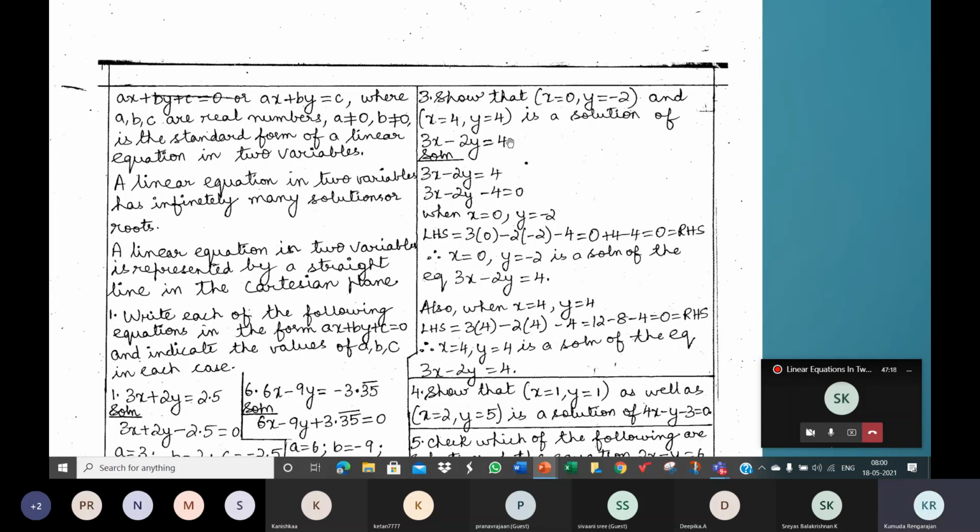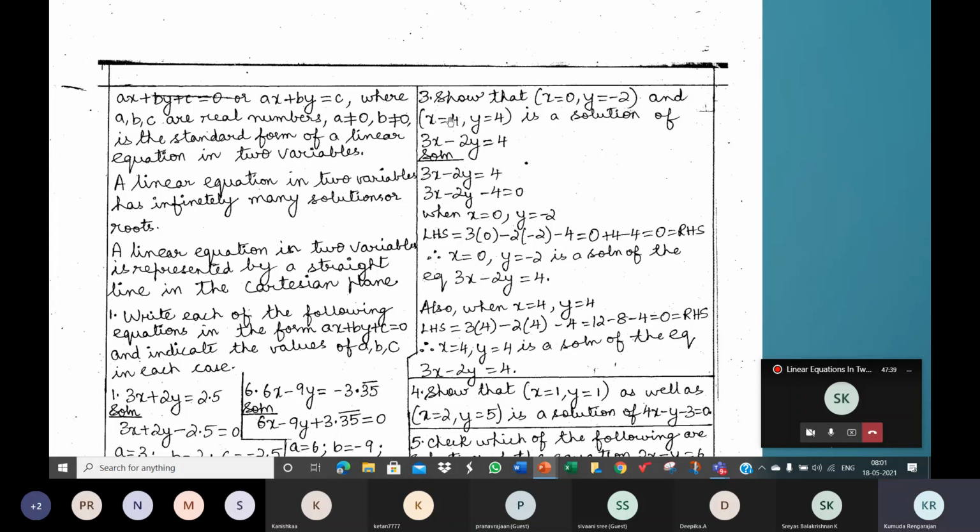So this one is a straight line in the Cartesian plane. The geometrical representation of this equation is a straight line on the Cartesian plane. Now on that straight line, there are so many points. There is one point with the address 0, -2.